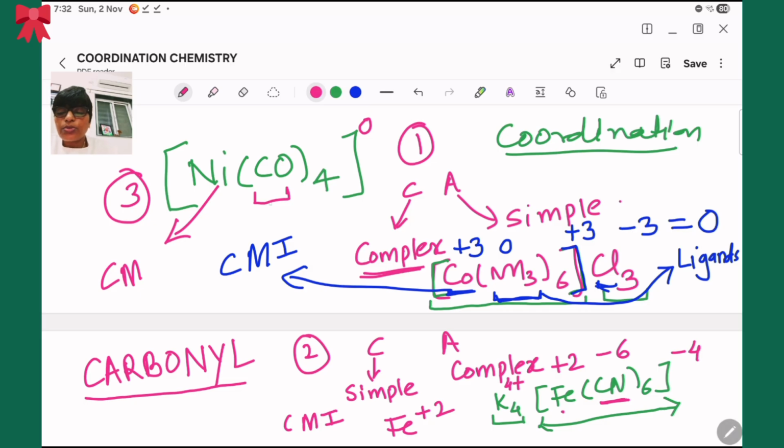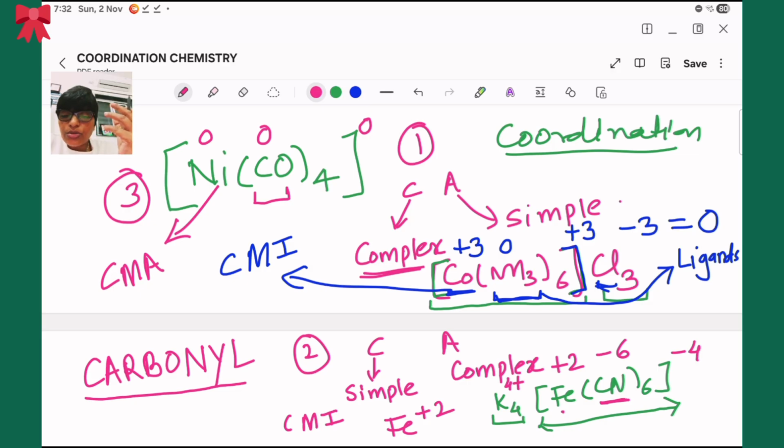So what is this carbon monoxide? It's actually a neutral ligand, neutral molecule, so its charge is 0. So definitely it's very simple logic that nickel is also going to have a 0 charge. That means it is an atom, a central metal atom. So we have not removed any electron from nickel at the moment.